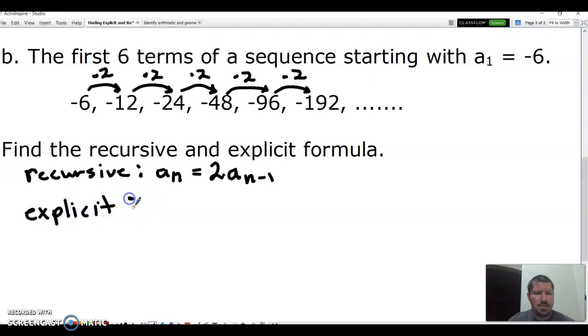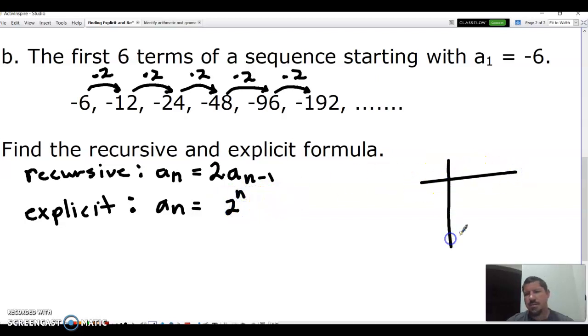And explicit is a sub n is equal to, well, if this is 2 to the n, right? So if I come over here in a sub n, say 1 and 2, negative 6, negative 12, right? This is 2 to the first, which is 2. How do I get negative 6?